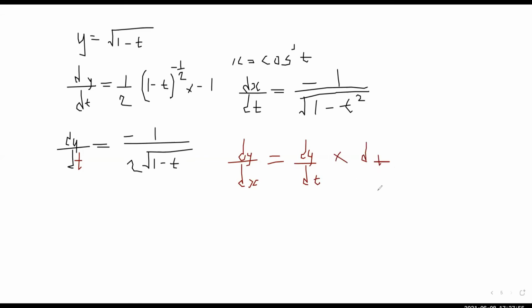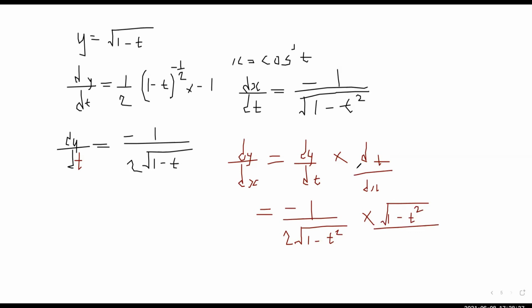All right, nice. So what this always works out to be is dy by dt, which is minus one over two times the square root of one minus t squared, multiplied by dt dx. This is dx dt, so dt dx is really you flipping this. So really multiplying it by the square root of one minus t squared over negative one, because this is dt dx and this is dx dt. We have to flip this in order to get dt dx. Always remember dt dx is one over dx dt.